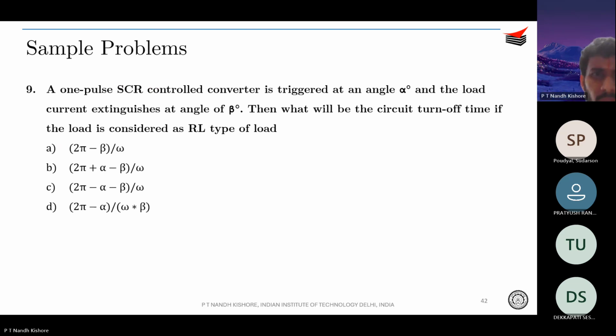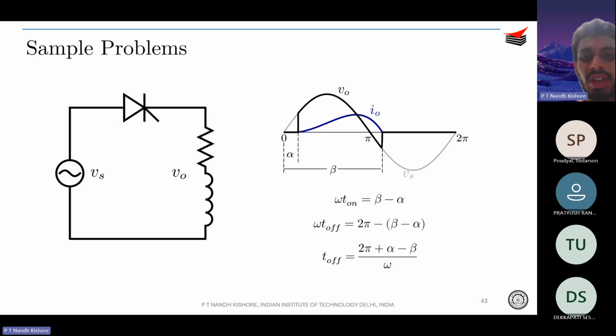Okay, a one pulse SCR control converter is triggered at an angle alpha. Load extinction current is beta. So what will be the circuit turn off time? Okay, so you understand that it is on from alpha to beta. So what is the turn off time? The period for which it is not on, it will be 2 pi minus beta minus alpha, right? So this will be the answer.